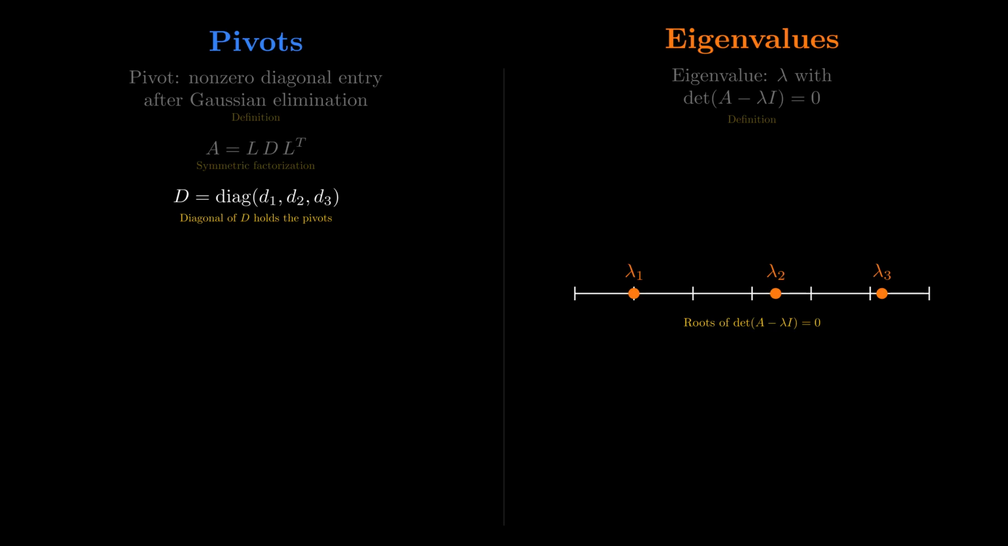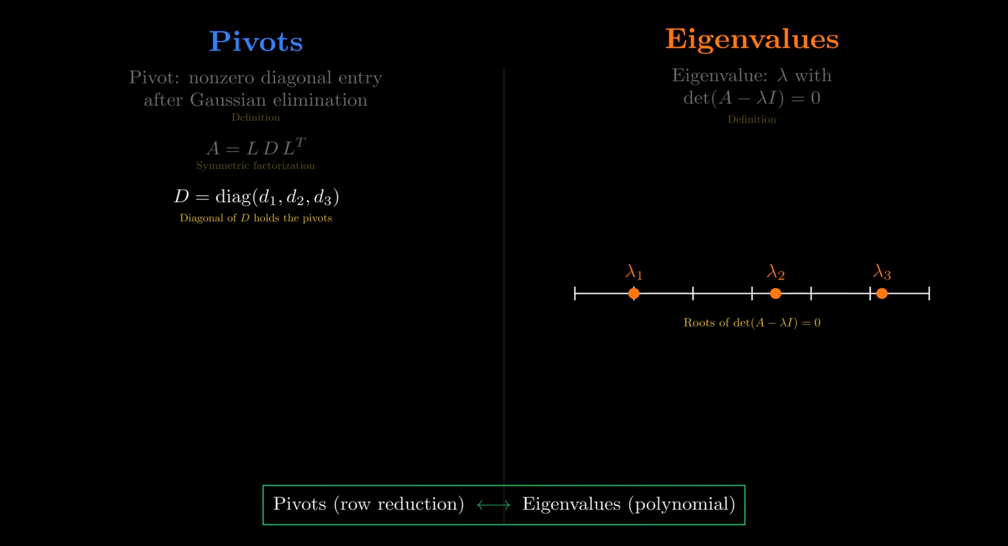Notice how different these two ideas are. Pivots come from row reduction. Eigenvalues come from the roots of a polynomial. Two completely different computations. And yet, for symmetric matrices, these two sets of numbers are secretly linked. Here is the sign theorem.